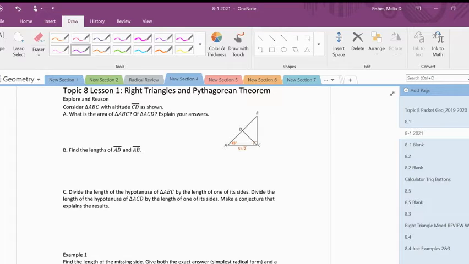As shown, what is the area of triangle ABC and of triangle ACD? Explain your answer. Well, we first need to remember what the area of a triangle is. Area of the triangle equals half of the base times the height, or you can say that the area equals the base times height divided by 2.